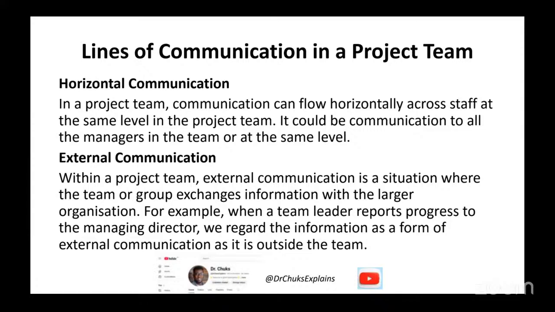Then we have external communication. Within a project team, external communication is a situation where the team or group exchanges information with the larger organization. For example, when a team leader reports progress to the managing director, we regard the information as a form of external communication, as it is outside the team. So when you take information within the team and relay it to someone outside the team, we say that is external communication.